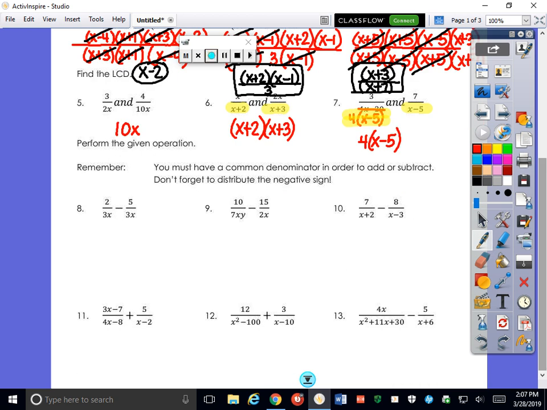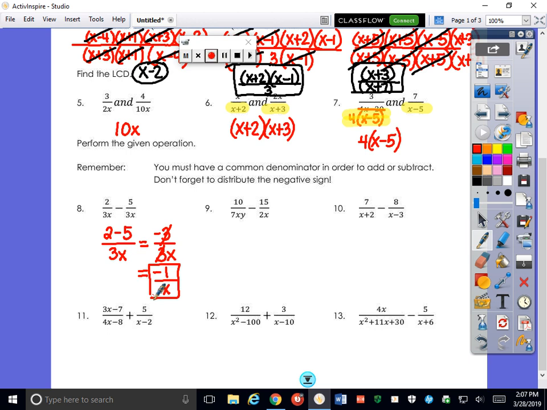Okay, so the whole reason why we had to do that was so that we could add and subtract these things, and if they don't have a like denominator, we're going to have to find an LCD. So let's look at number 8. It has the same denominator, so all we do is subtract the numerators. So 2 minus 5 is negative 3 divided by 3x. Now this could continue to simplify to negative 1 over x because the 3's can simplify down to negative 1 over x.